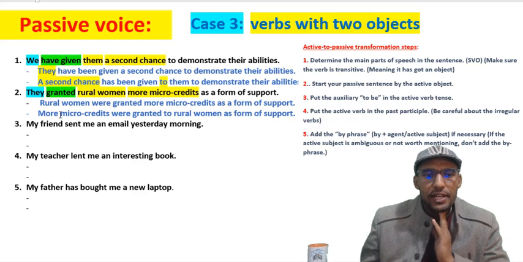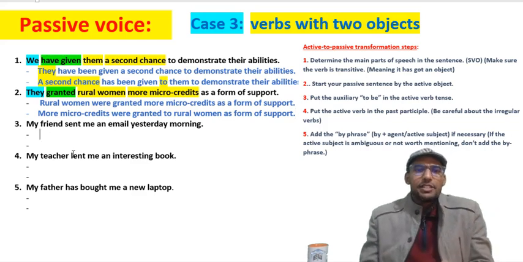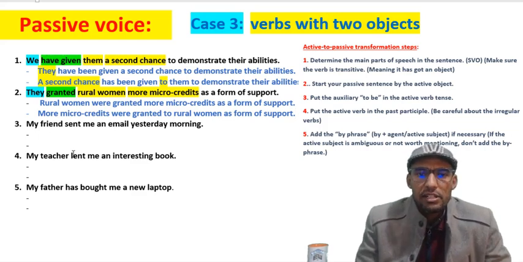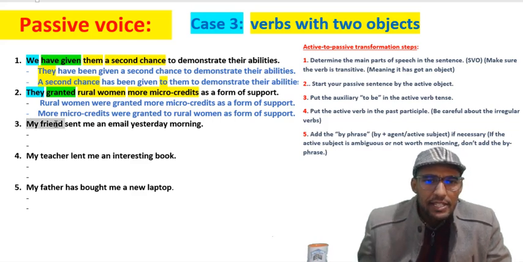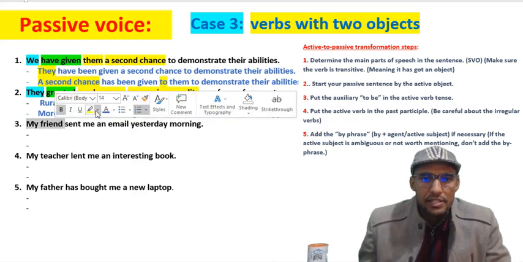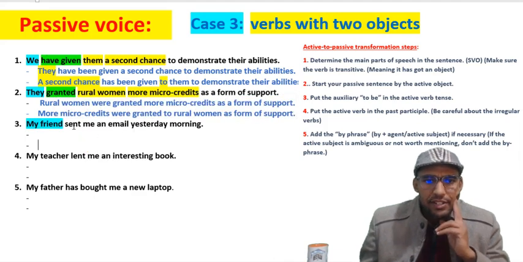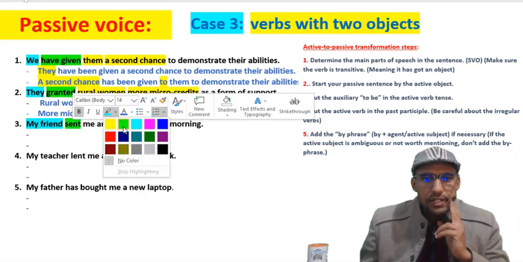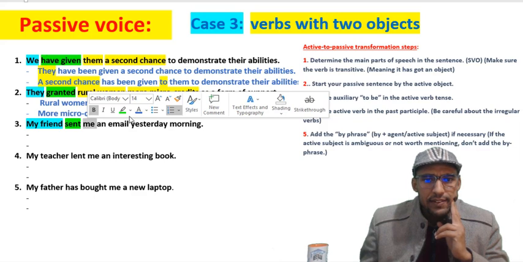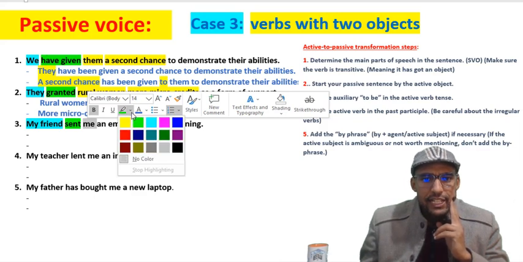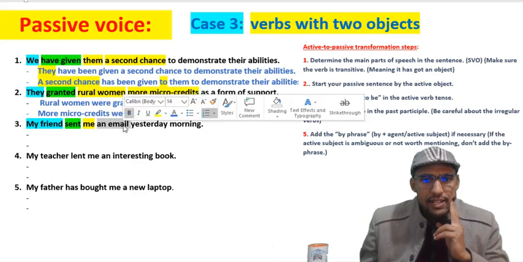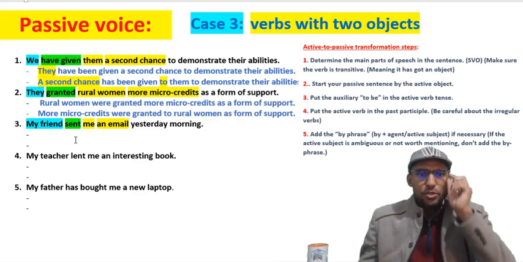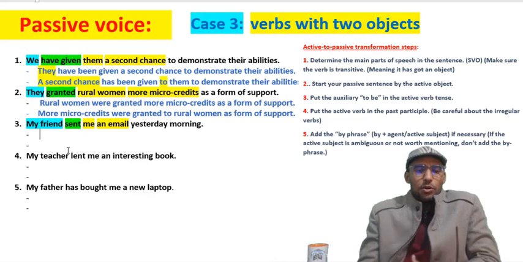Now let's see number 3, guys. My friend sent me an email yesterday morning. Again, as usual here, my friend, this is the subject of the statement. And then we have "sent," this is the verb. And then we have "me," this is the indirect object, the first object. And "email," this is the second object, or what we call the direct object.